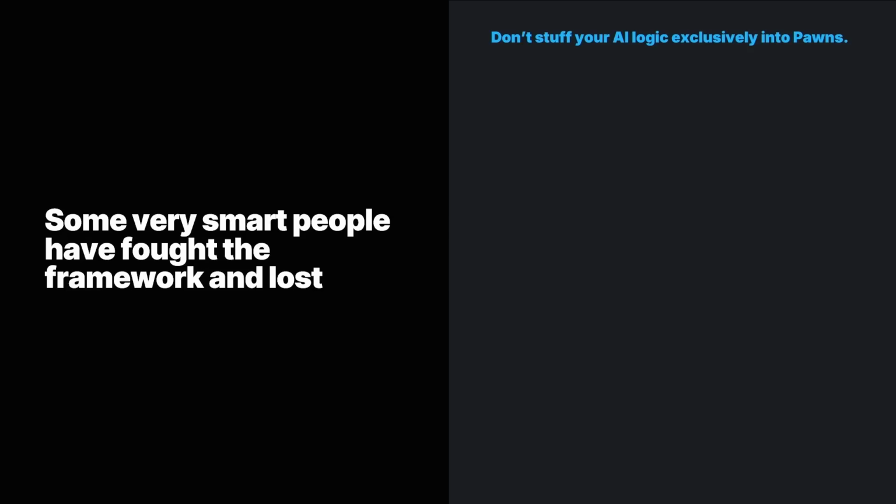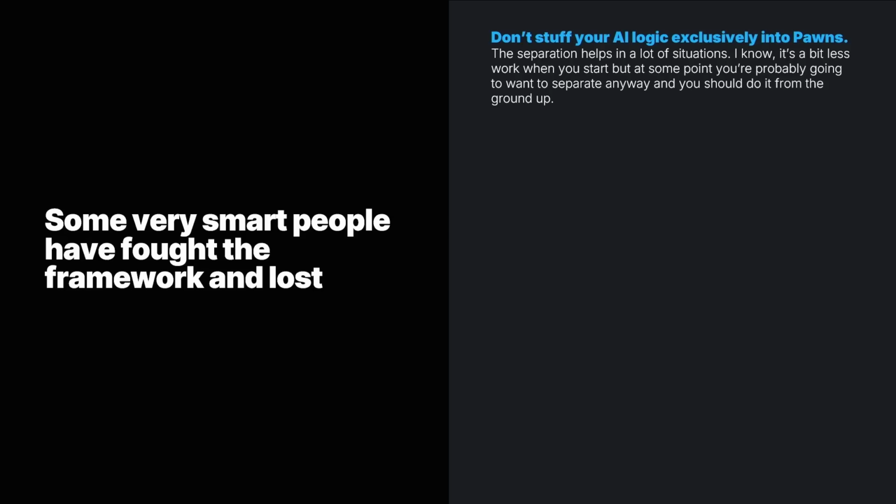Don't stuff your AI logic exclusively into your pawns, because they're like, hey, I've got a dude that I want to run around and do all of these things. I don't need to write custom AI for him. I'll put it in the pawn. And then later on, they find out they need to use the pawn or extend it or have variants, et cetera, et cetera. And all of a sudden, it's all problematic.